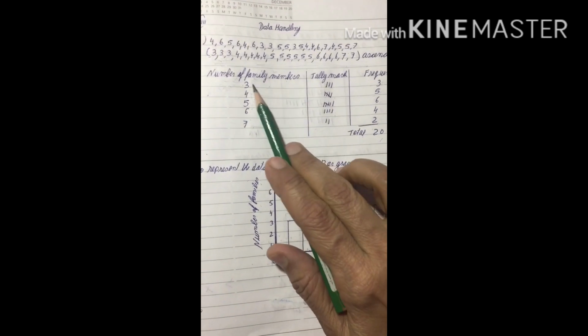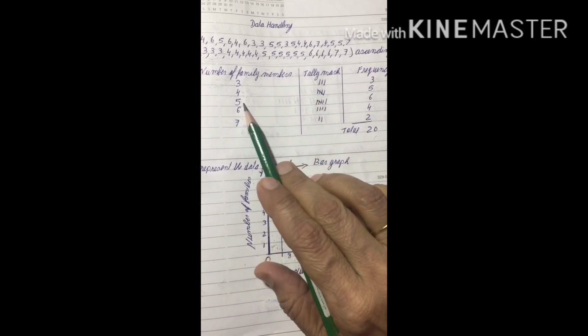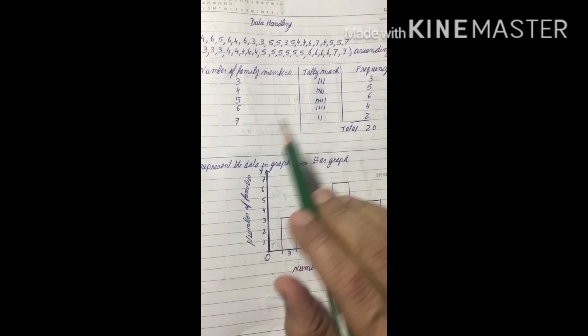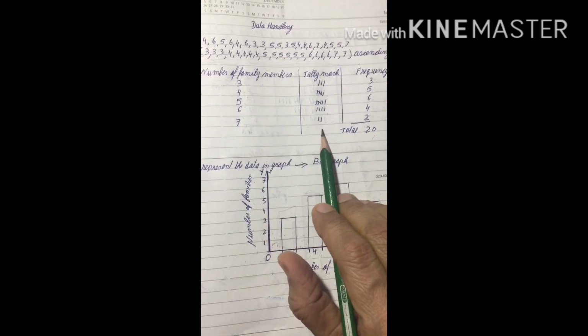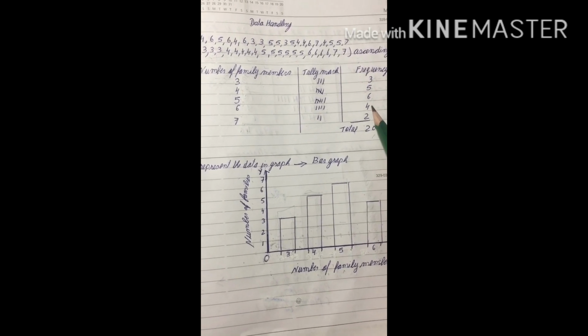Then tally mark. How many times 3 is there? 3 times. How many times 4 is there? 5 times. How many times 5 is there? That is 6 times. How many times 6 is there? That is 4 times. How many times 7 is there? That is 2 times. So we will write the frequency as 3, 5, 6, 4 and 2.